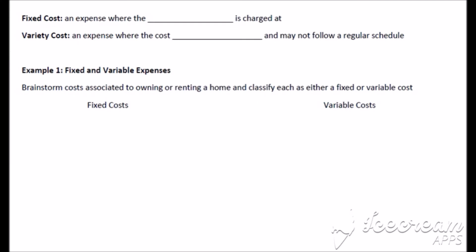Okay, so we're going to cover fixed cost and then variable cost. A fixed cost is an expense where the same amount is charged at regular intervals. And a variable cost is an expense where the cost changes and may not follow a regular schedule.